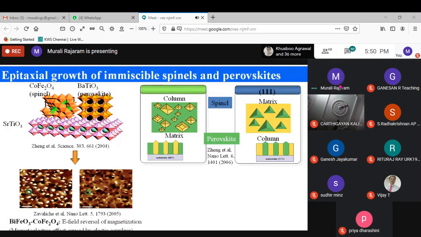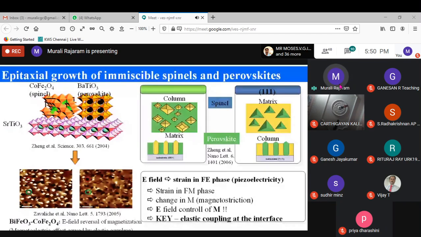So this class of materials, bismuth ferrite and cobalt ferrite, can switch the magnetic polarization by applying an electric field. This is due to the strain. If you apply an electric field, as bismuth ferrite is a piezoelectric material, that will produce some strain. That strain, as it is coupled with a ferromagnetic material, will induce strain in the ferromagnetic material, which will change the magnetization, magnetostriction. So the key here is the elastic coupling. If these two materials are elastically coupled, you can tune the magnetization with the applied electric field, or tune the electric field by the magnetization. So elastic coupling is the key parameter here.